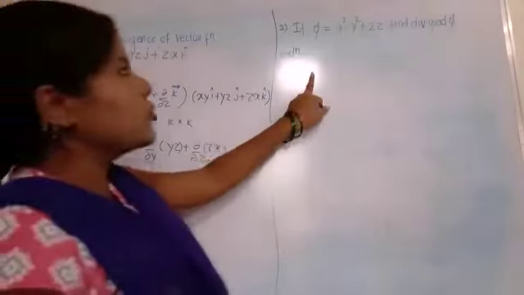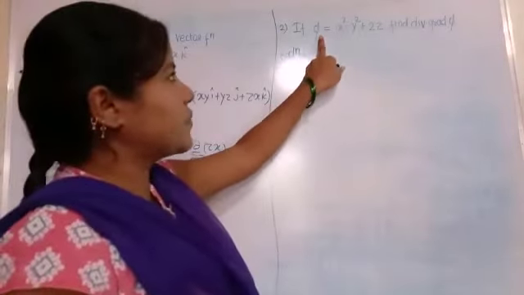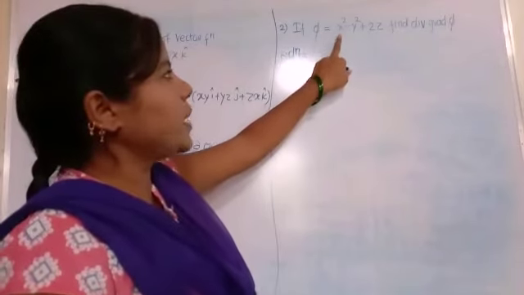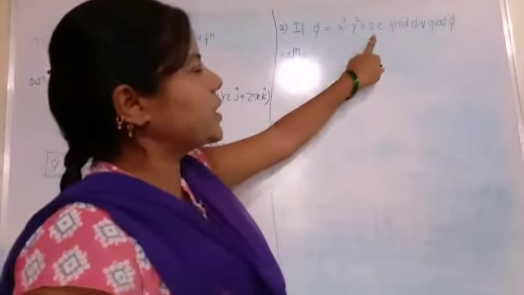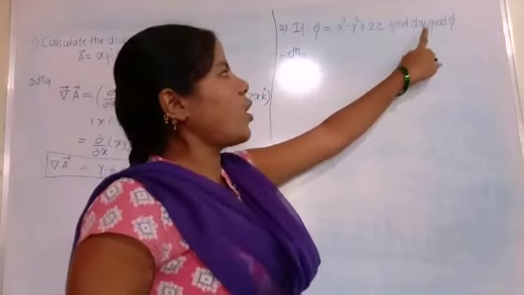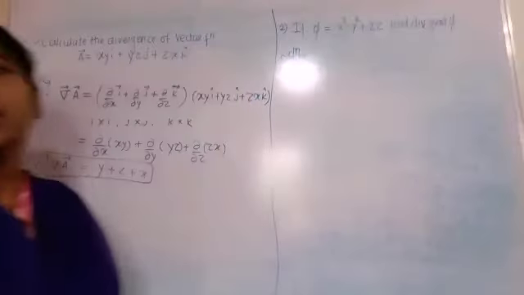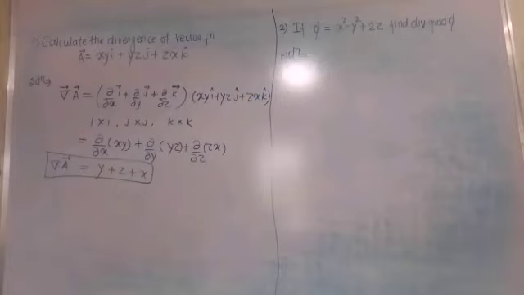Then this is the second numerical. If phi is the scalar function, phi equals x square minus y square plus twice z, find the divergence of the gradient of phi. Here the divergence of the gradient of phi means we first have to calculate the gradient of phi, and then take the dot product with the operator.